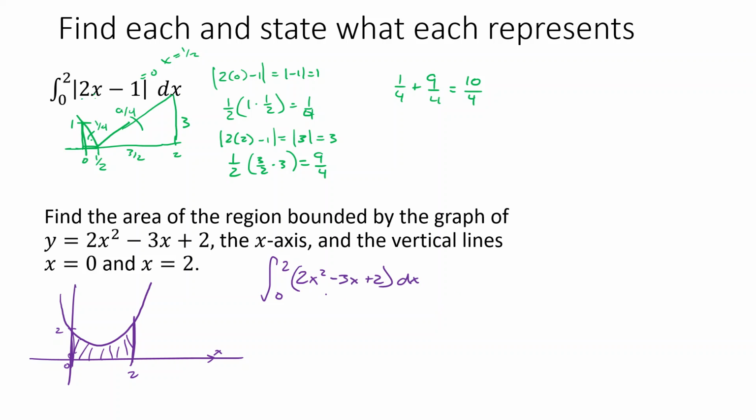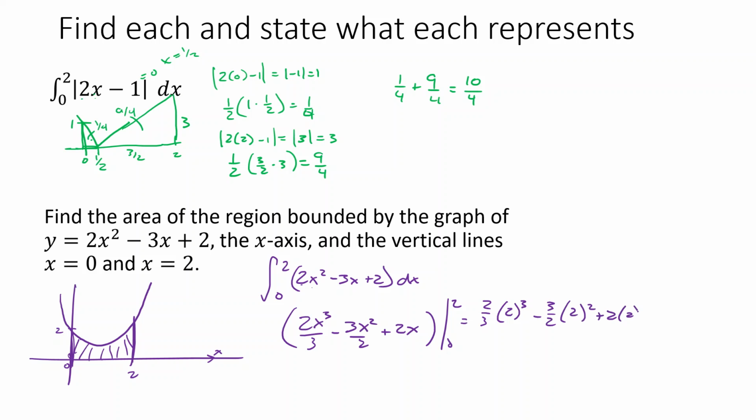So we just integrate that. This would be 2x to the third over 3 minus 3x squared over 2 plus 2x from 0 to 2. Plug in 2, we get 2/3 of 2 cubed minus 3/2 of 2 squared plus 2 times 2 minus, if we plug in 0, we get 0, 0, and 0. That's one of the good things about plugging in 0. It's usually pretty easy to do.